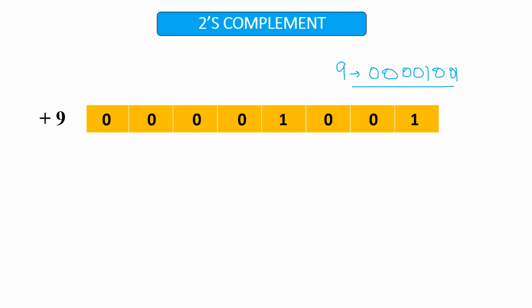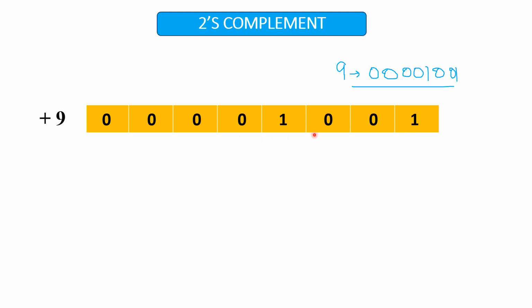For the number 9, the binary number in 8-bit form is 00001001. So this number is in true binary form. To represent the 2's complement of plus 9, this number is the same as the true binary form, and also the same as the 1's complement form, and it's equal to the sign magnitude form.